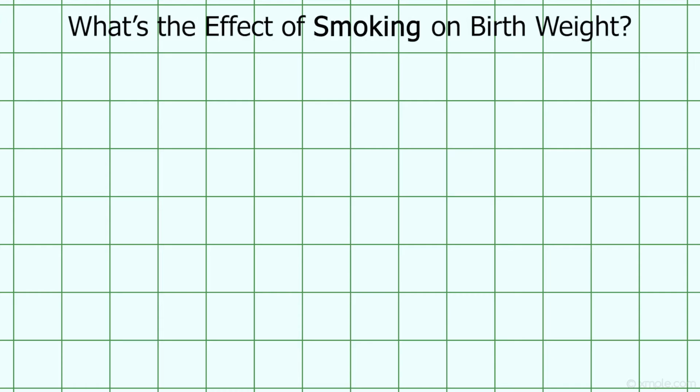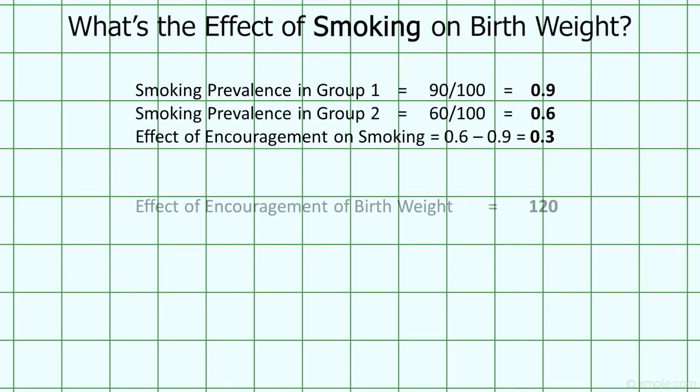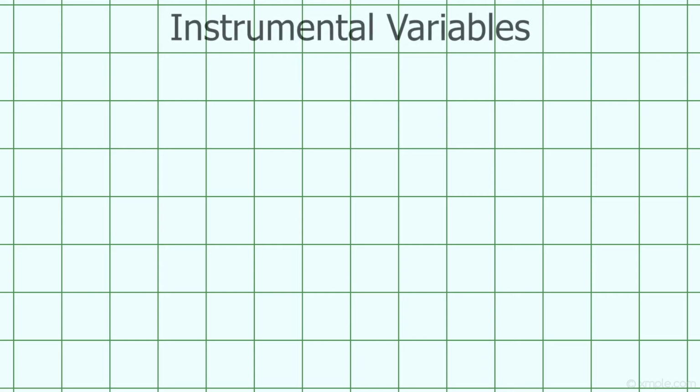So to really answer our research question, we need to calculate the effect of encouragement on smoking. We calculate that encouragement reduced smoking prevalence by 30 percentage points. If we then divide the effect of encouragement on birth weight, 120 grams, by the effect of encouragement on smoking, 30 percentage points, then we can estimate the effect of smoking on birth weight to be 400 grams. The encouragement we gave is an example of what we call an instrumental variable.